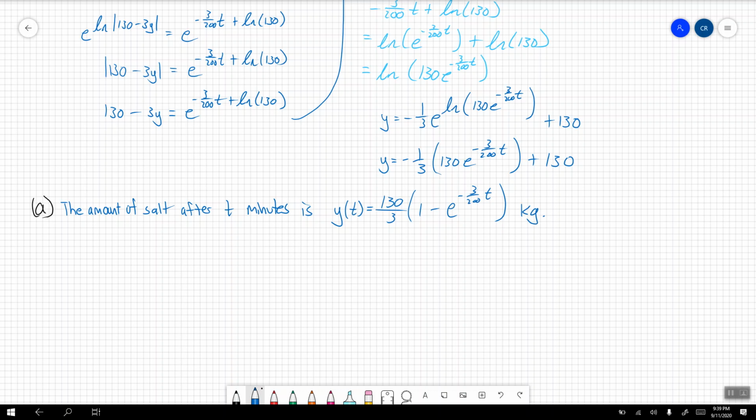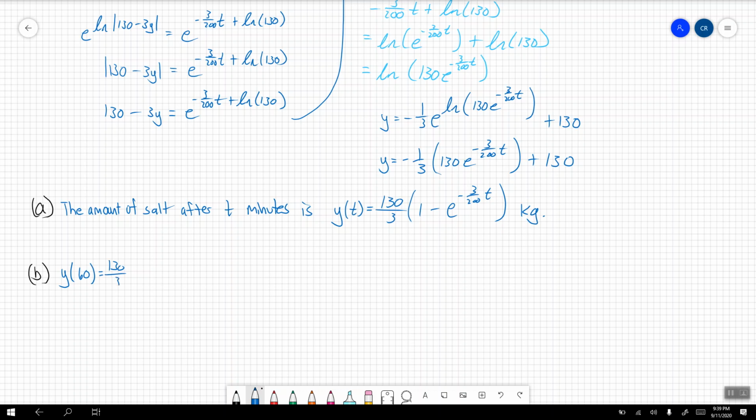That is intense. Now, let's see how much is going to be left after 1 hour. So let's keep going. Part B, after 1 hour. Well, that's not going to be too bad because now we have an equation. And remember, t was in minutes.